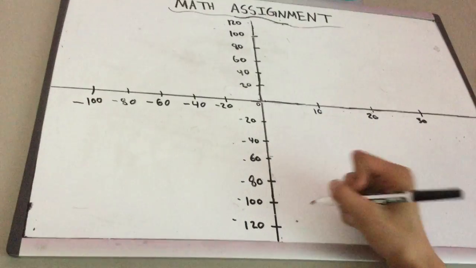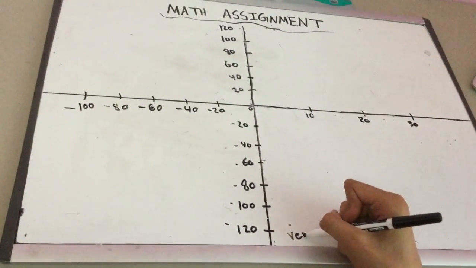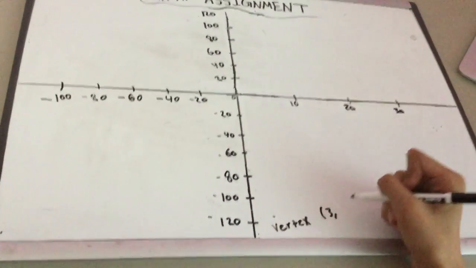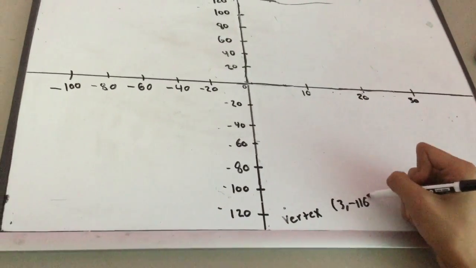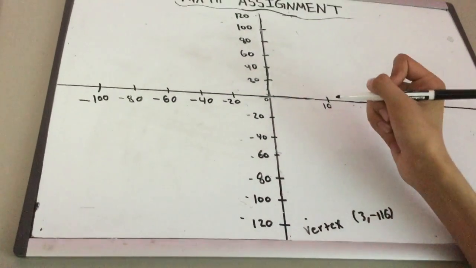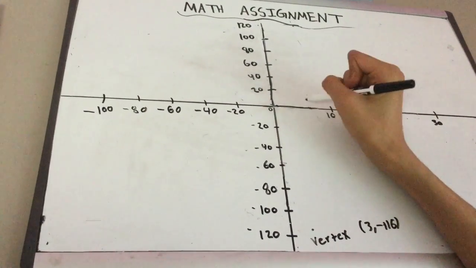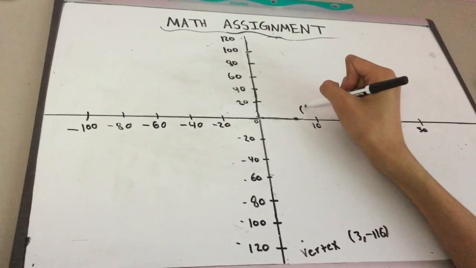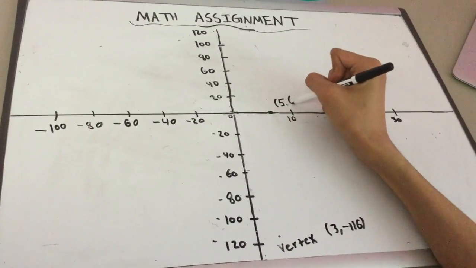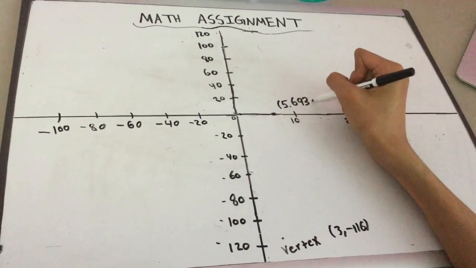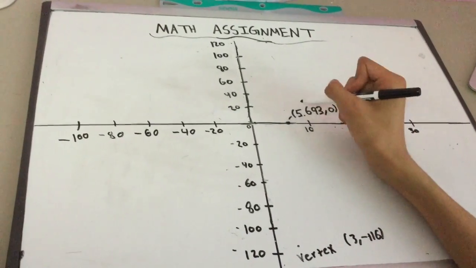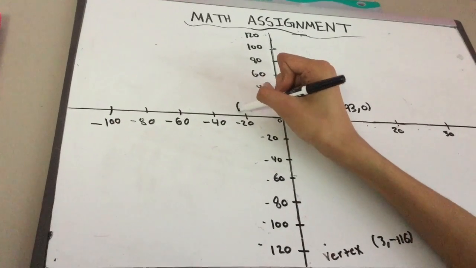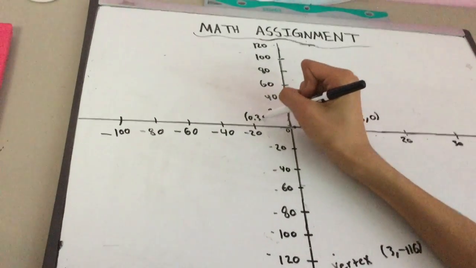So now after completing the work that I had done before, I will now be able to graph this relation, graph these points on this graph. So our vertex is 3 and negative 116, and now the two x-intercepts are 5.693 and the second x-intercept is 0.307.